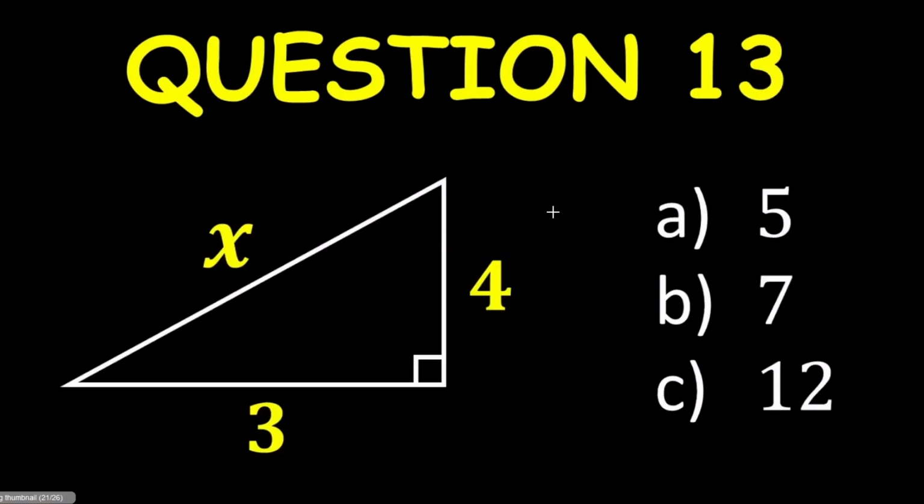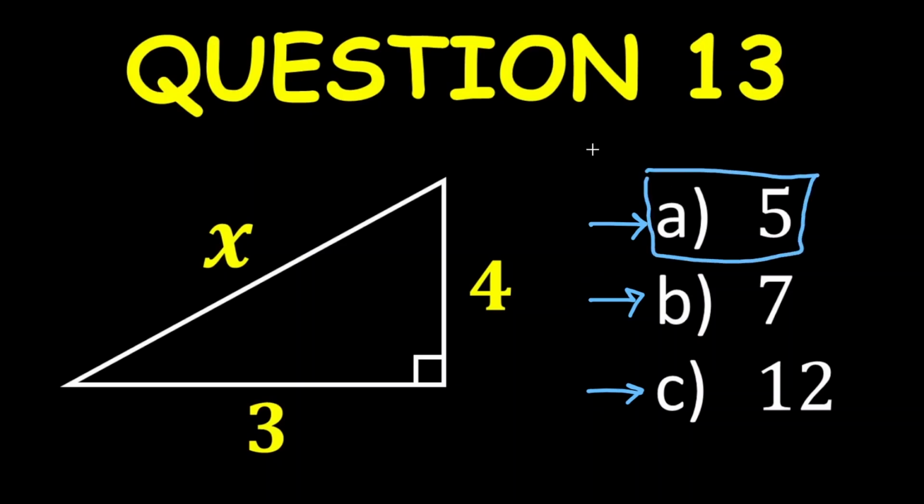Okay, next question. Find the value of x in this right angle triangle. Option A is 5, option B is 7, option C is 12. Alright, the correct answer is A, 5. So let's look at it. The concept to use here is the Pythagoras theorem. It says the sum of the squares of the two adjacent sides gives you the square of the longest side, which is the hypotenuse.